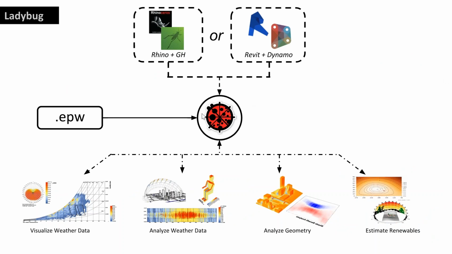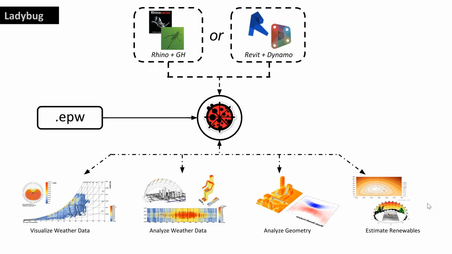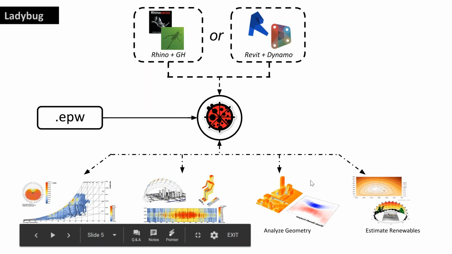That Ladybug itself is just a plugin that links Rhino, Grasshopper, and Revit Dynamo to weather file sources, and allows you to simply visualize that weather data, analyze it, and analyze your geometry in relation to it and estimate renewables. So it's largely a plugin just for dealing with weather data and visualizing and analyzing it.